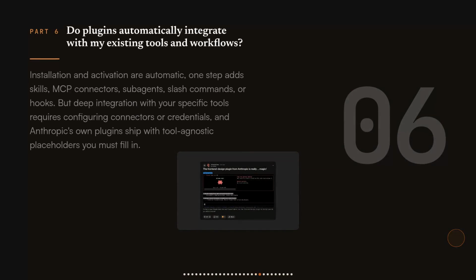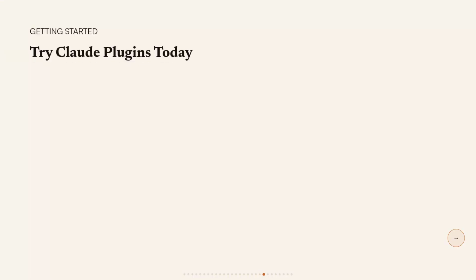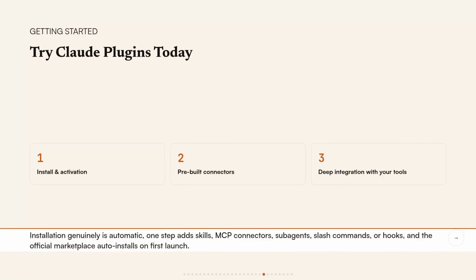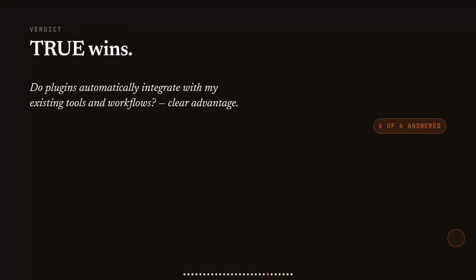This is the one that matters most if you're about to install something expecting it to just work. Installation genuinely is automatic. One-step adds skills, MCP connectors, subagents, /commands, or hooks, and the official marketplace auto-installs on first launch. Anthropic also shipped 13 plus enterprise connectors, Google Workspace, DocuSign, Apollo.